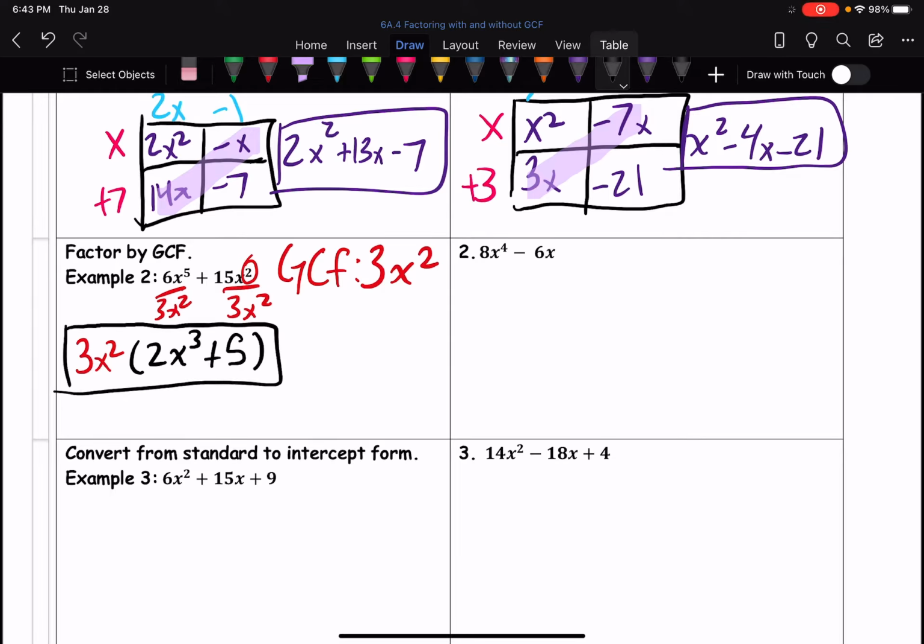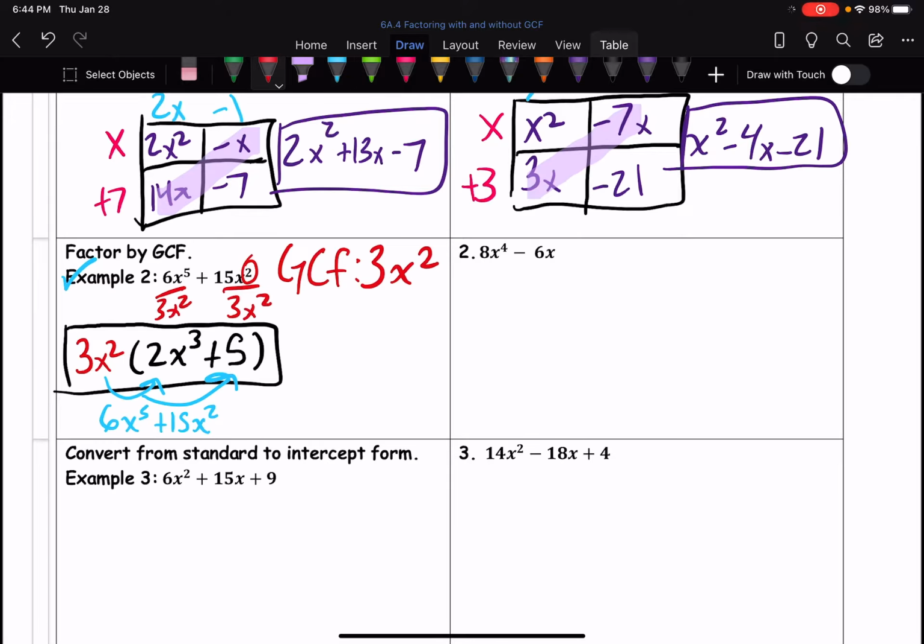Now if I wanted to check my answer, I could use the distributive property to check my answer. So I would distribute out the 3x squared to 2x cubed, excuse me guys, and then 3x squared to the 5. If I do that, 3 times 2 is 6. And then I have x squared times x cubed, which is going to give me x to the 5th power. And 3 times 5 is 15. And I'll be left with 15x squared, which indeed is our original example. So it is good. This factored form is good the way it is.